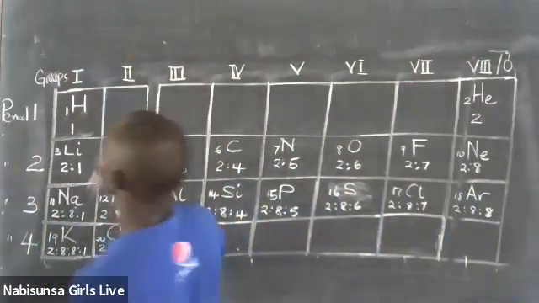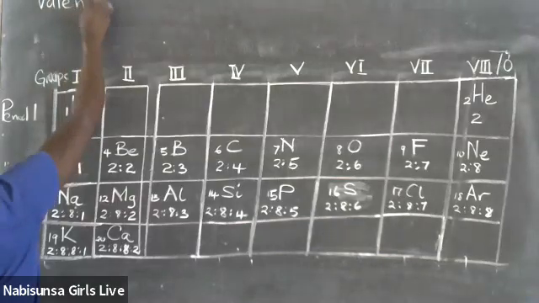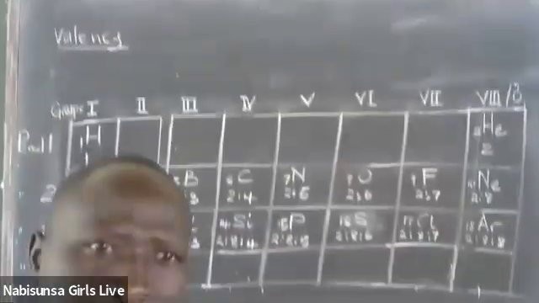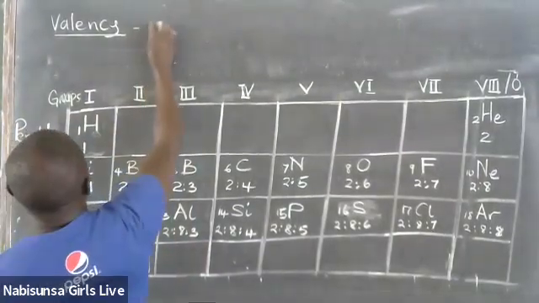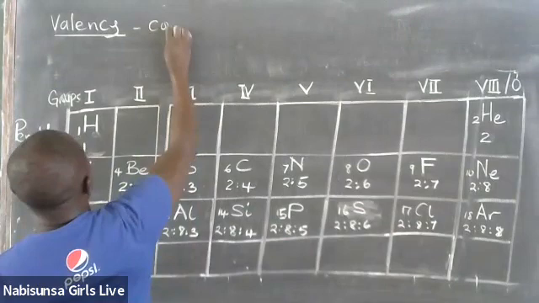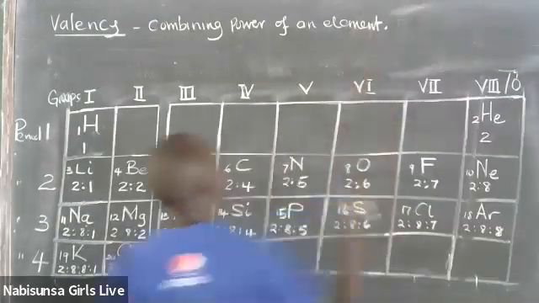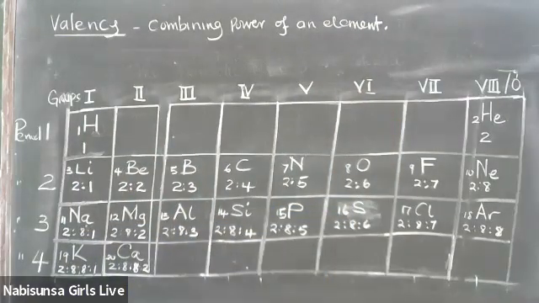And let's write the word balance. Balance. The word balance, the simplest definition I want to give you, is that balance means the combining power of an element. Combining power of an element. What is this combining power of an element? What does it mean?